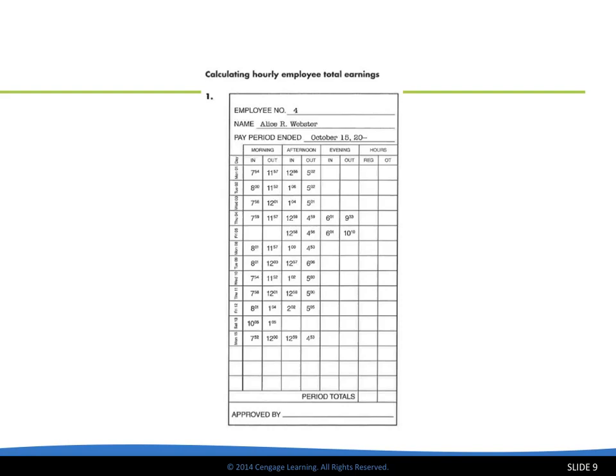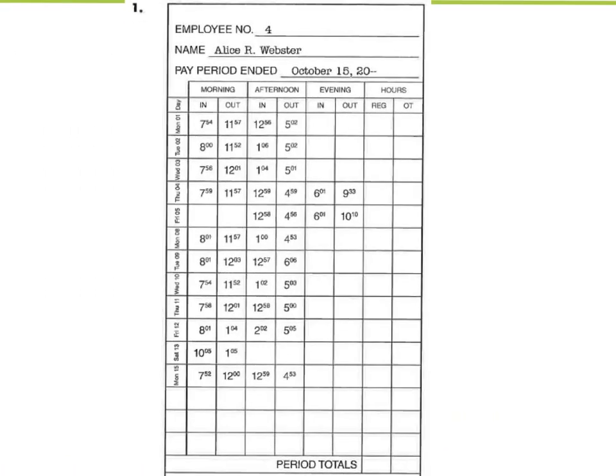Any hours over 8 hours per day or 40 hours per week are considered overtime. Each of the work weeks begins on Monday. I need to record the total hours on the time card. So we need to figure out how many hours they worked. When we're looking at this, we are going to round the hours to the nearest half hour. So we're going to just quickly figure out what these hours are.